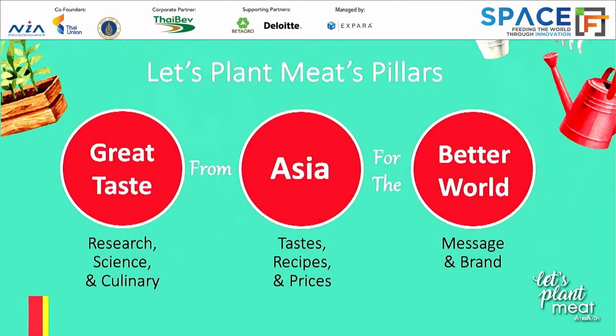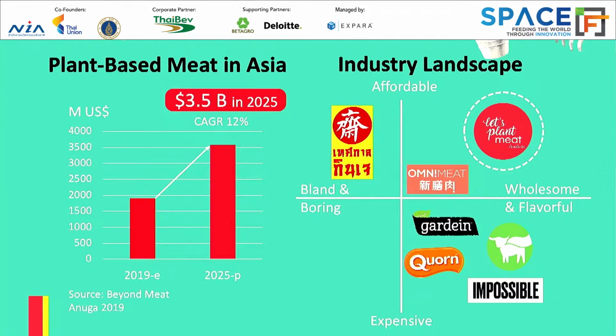in Southeast Asia. So Let's Plant Meat, our pillars, we believe in 3 things. We want to create great taste from our research in culinary and our scientific research on proteins. Secondly, we want to focus on Asia in terms of taste, recipes, offerings, and the price level. Thirdly, we want to create a message for a better world. Our branding, Let's Plant Meat, means that together, everybody can come and help plant the meat from soil, not from the slaughterhouse. Plant-based eating in Asia is reaching $3.5 billion in 2025. And we believe that we can take part in that movement.